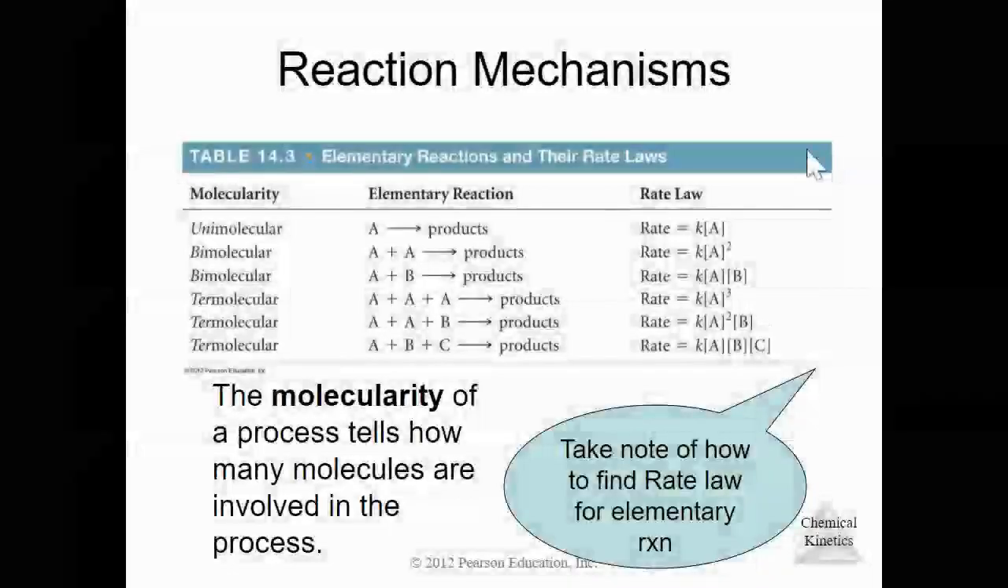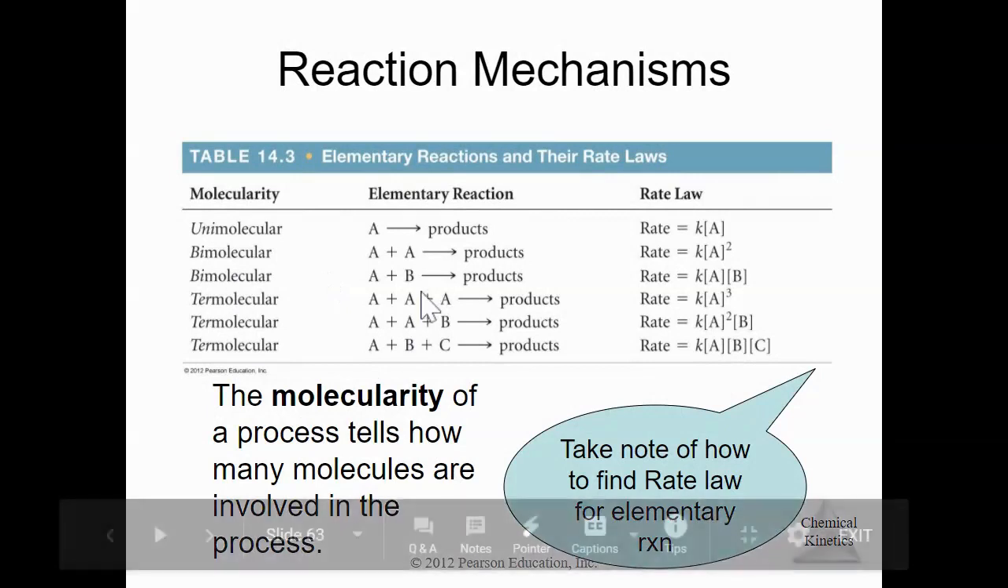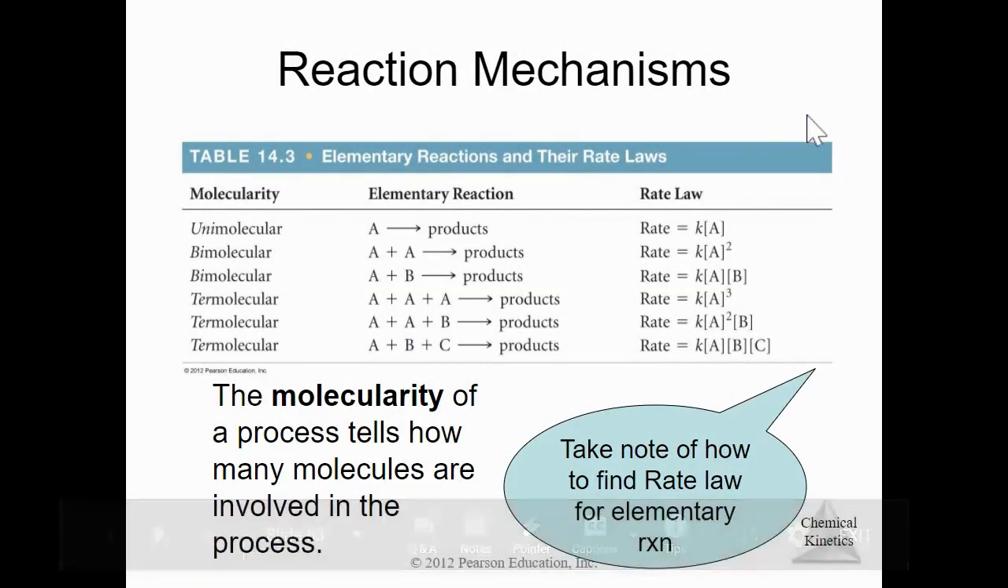Okay, I think this slide kind of overcomplicates a concept here. What I want you to know is that when you have an elementary reaction, if you think back to early on when I said you cannot use the coefficients in a reaction to determine the rate law, you can't use that to predict the exponent or the reaction order. That is only true for overall reactions.